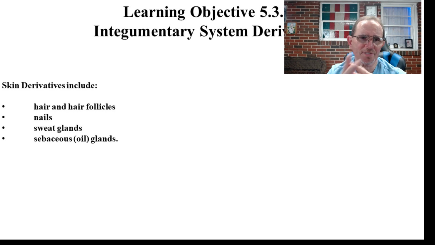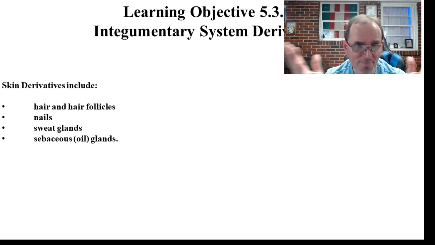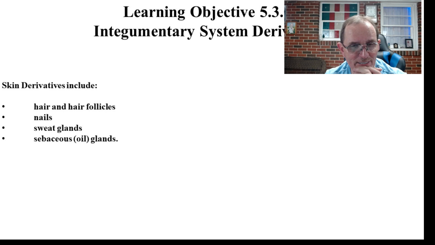The derivatives of the skin, the hair and the hair follicles, the nails, sweat glands, and the oil glands, the sebaceous glands. This would probably be a good place to stop. I know I'm not quite halfway there, but I am 30 minutes in. Before we go on to these guys, we'll do that in the second video, and I think that'll be better.